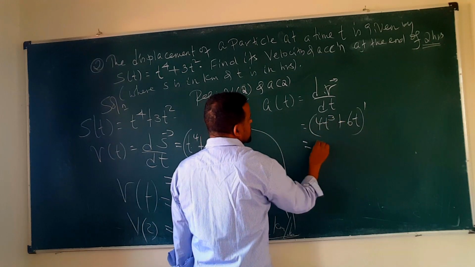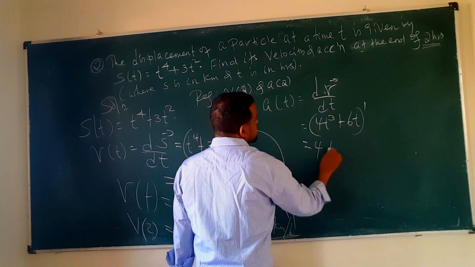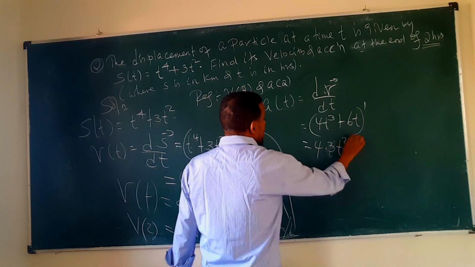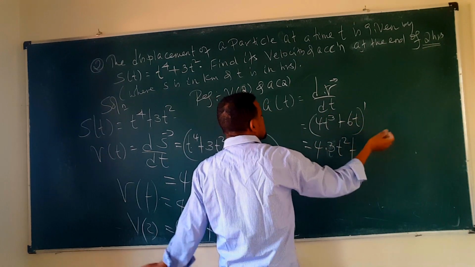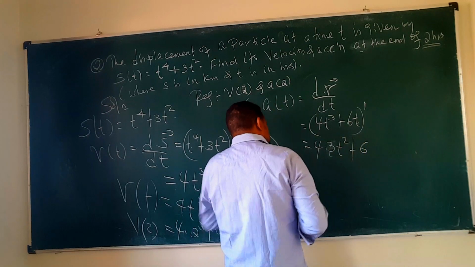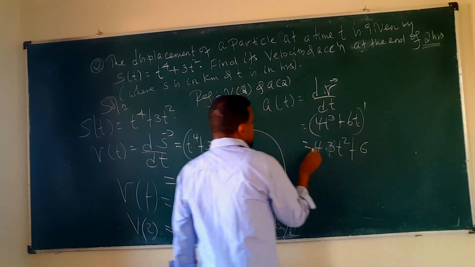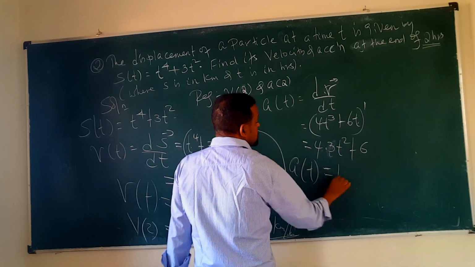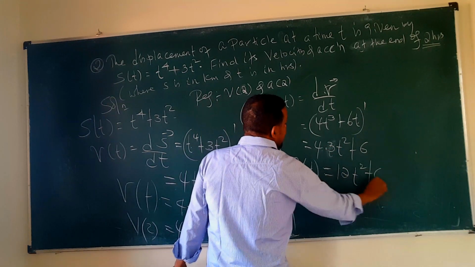The derivative of 4t cubed is 4 times the derivative of t cubed, which is 3t squared. Plus the derivative of 6t is 6, since the derivative of t is 1. So the acceleration function is given by 4 times 3, which is 12t squared plus 6.